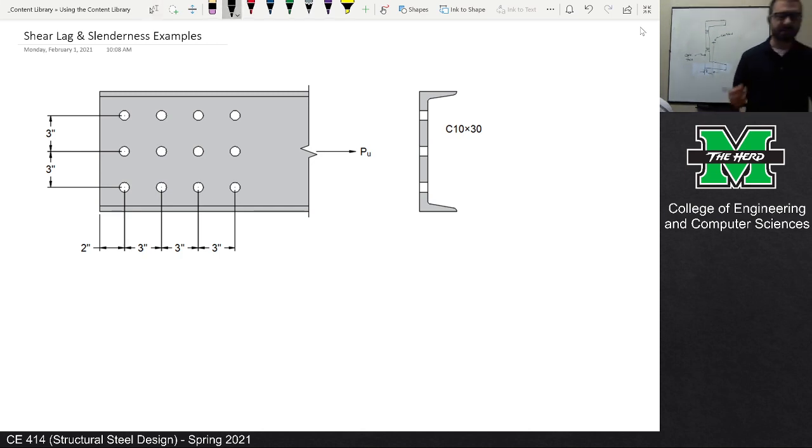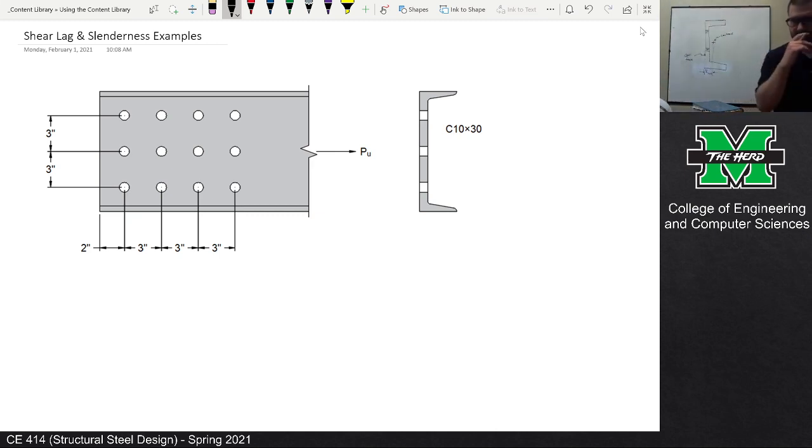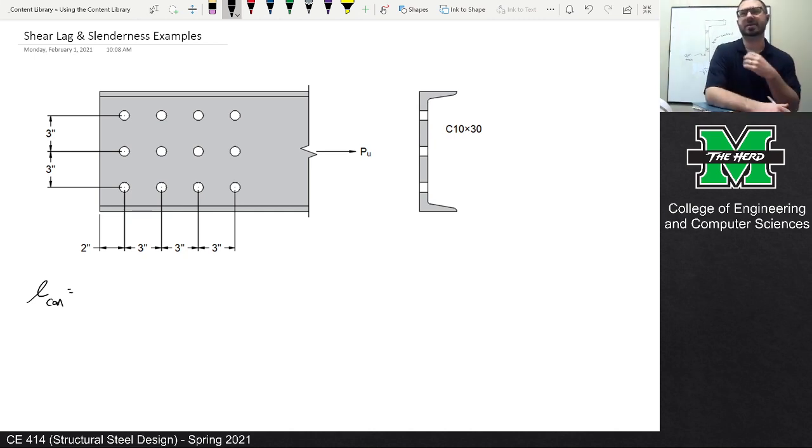Okay. So let's take a look at this shape here. Let's look at the channel. The first thing I want to determine, if we're trying to determine the shear lag factor, is the length of the connection. Somebody in chat tell me, what is the length of the connection for this channel?